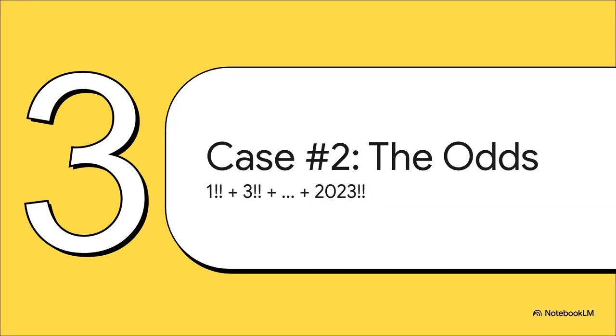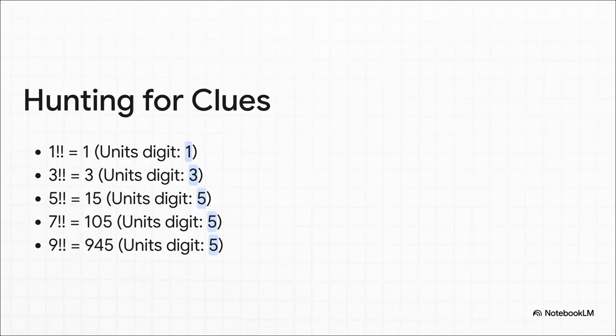Excellent work. So, you ready for another case, detective? All right, let's dive into case number 2. We're going to use the same detective skills, but this time on a brand new mystery, finding the last digit of a huge sum of odd double factorials. Time to gather some clues for the odd numbers.